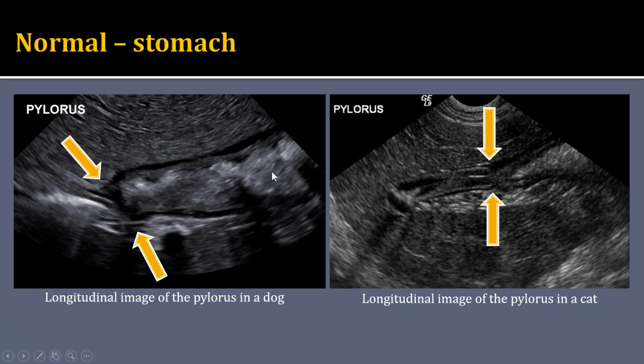Remember, the longitudinal view of the stomach is going to be actually a transverse body plane of the dog. Here on the right is the cat. Again, we have some lumen of the stomach. As we get down towards the actual pylorus, the orange arrows are depicting the actual sphincter, you can see that the hypoechoic muscularis layer outside of the submucosa is getting thicker, and then this is the duodenum.